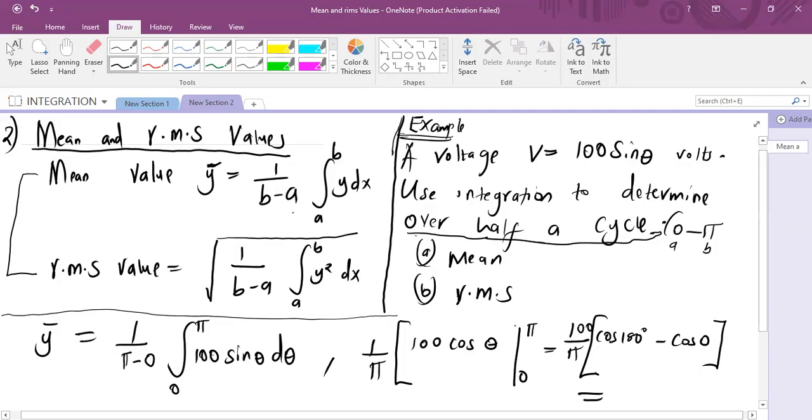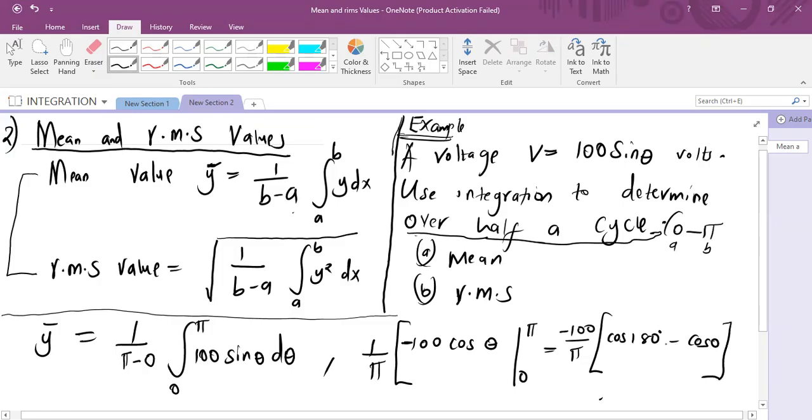So actually the integral of this is minus 100 cos theta, because we're integrating sine. So we'll have minus here. Let me just write that correctly. We will have that as, I can take out minus 100 over pi outside. So I'll have minus 100 over pi, then replace the values in cos theta. So I'll have cos of 180 degrees minus cos of 0 degrees.